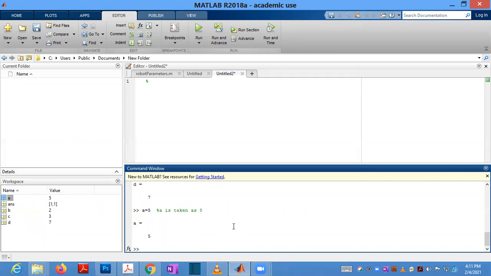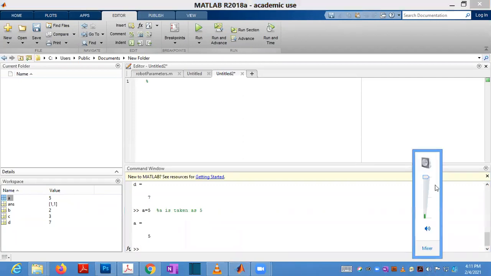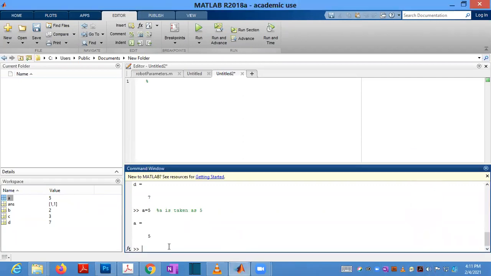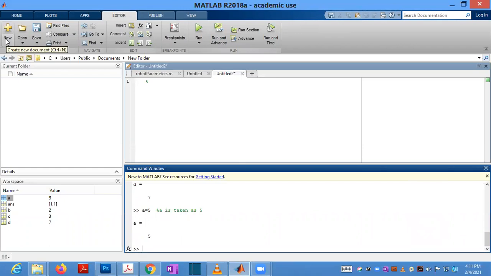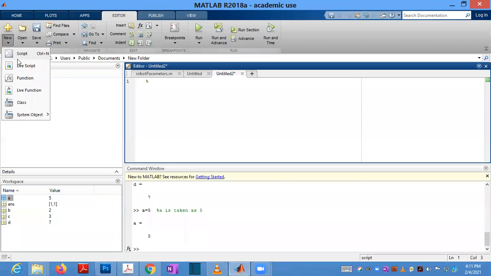Any doubt? Sir, what's the difference between new live script and new script? In the R2020b version, there are two options, one is new live script and another is new script. With a live script you can type directly there and I think you get an immediate answer.